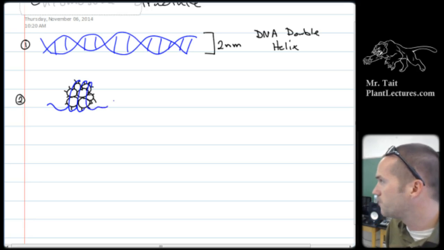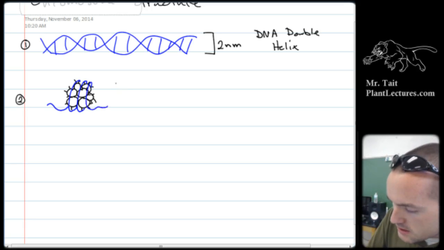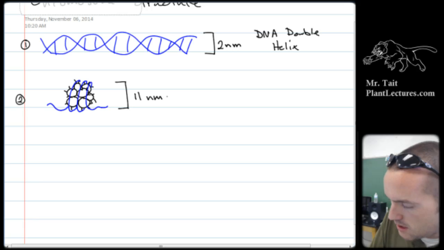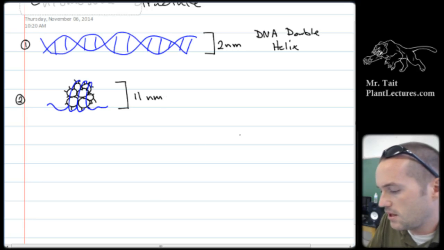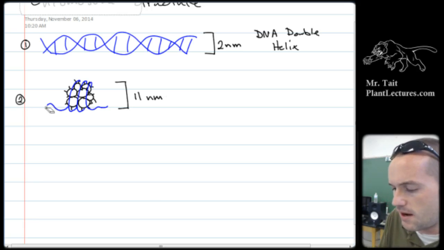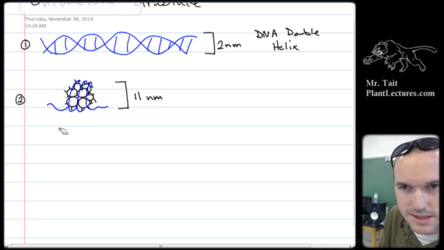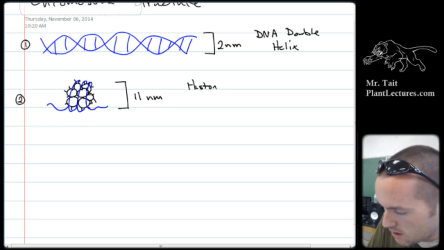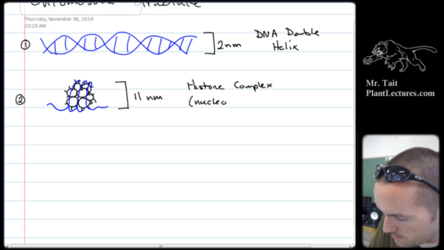Okay, like a spool. These things are going to be roughly 11 nanometers in diameter, so significantly wider than the DNA. And this thing that I've drawn wrapped around it is the DNA double helix, right? So this is the double helix, and we're just zoomed out more so you can't see the helices, but it just looks like one string, okay? This is called a histone complex, or a nucleosome.